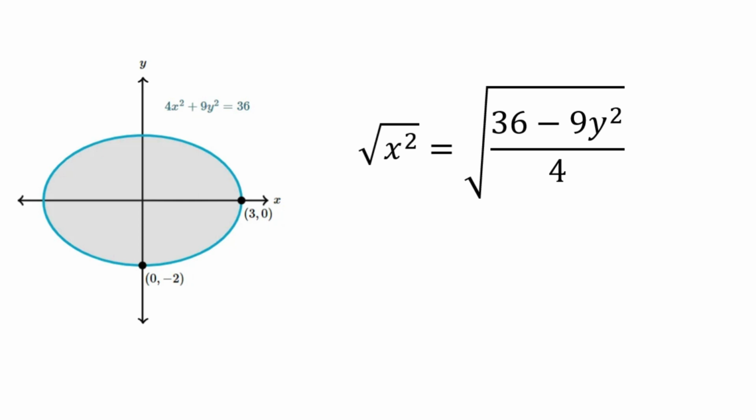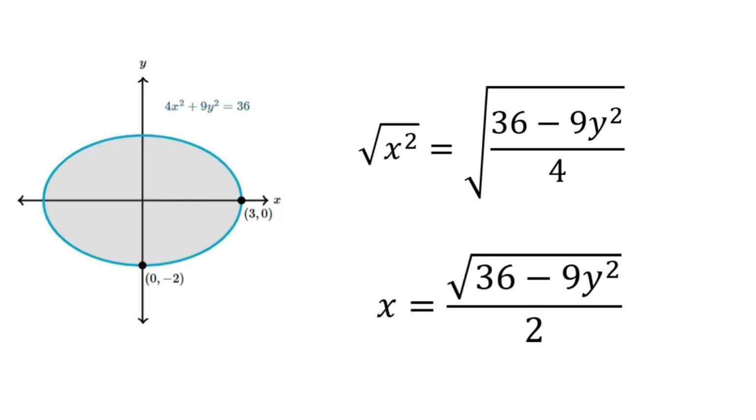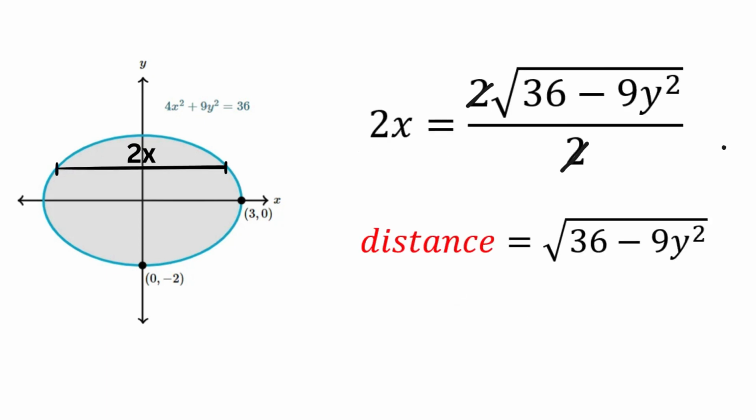What I'm going to do in this case is leave the square root up top, but take the square root of the 4 on the bottom and leave it as 2. All right, so that would be my point for x in the first quadrant. But we need the distance across, so we need the cross section that goes all the way across. That means we have to double that value to get that distance. So when I double that value, my distance equals the square root of 36 minus 9y squared.